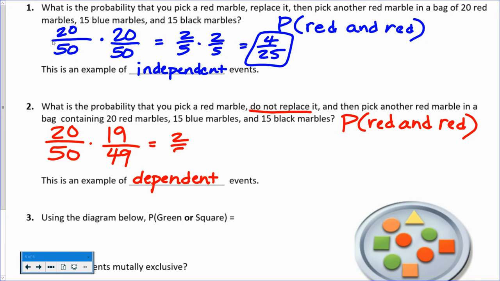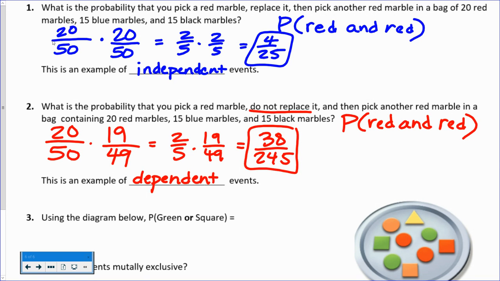You can go ahead and multiply straight across the top and bottom and then simplify if you need to. I simplified 2/5 and then multiplied by 19/49 so that I had 38 over 245 as my fraction. Or if they ask you to find the decimal, then find the decimal.